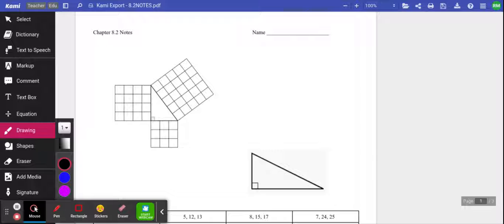Anybody know what a proof is? What does the word proof mean? Could you use it in a sentence? Okay, and what do you need for proof? Evidence. Okay, so this is a mathematical proof of something. This explains something.